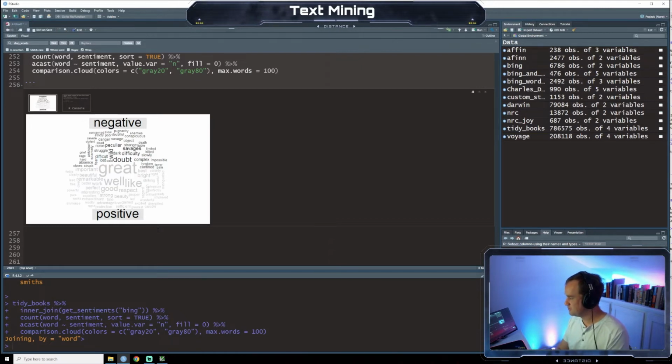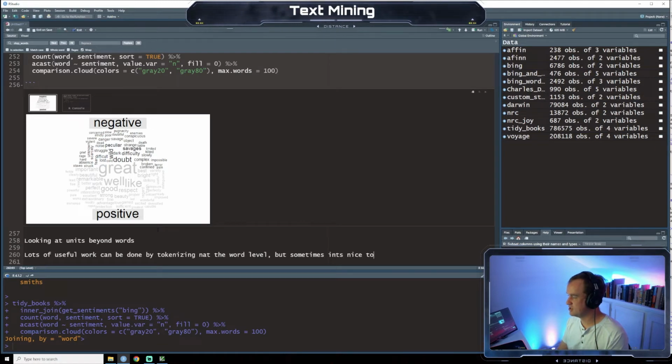Okay, so looking at units beyond words. Lots of useful work can be done by tokenizing at the word level, but sometimes it's nice to look at different units of text. For example, you can look beyond just unigrams.